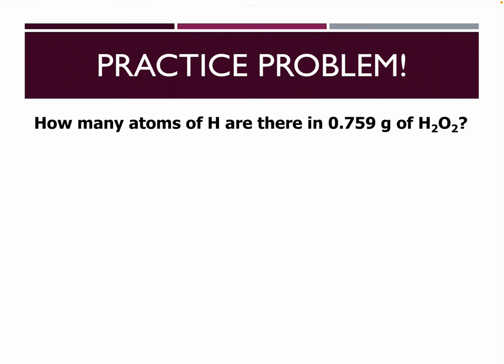All right, I want you to try this one out. This is very similar to the last problem that we did, so use that as your guide. This one says, how many atoms of hydrogen are there in 0.759 grams of hydrogen peroxide? Go ahead, pause here, try this out, and then come back when you're ready to see the answer.